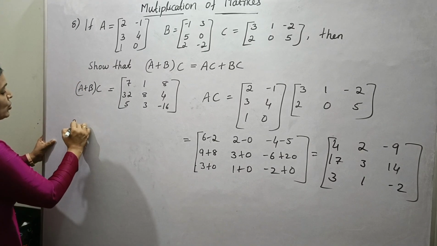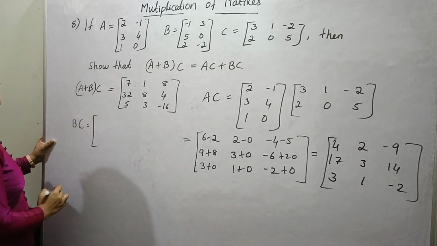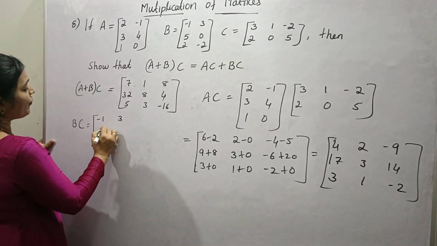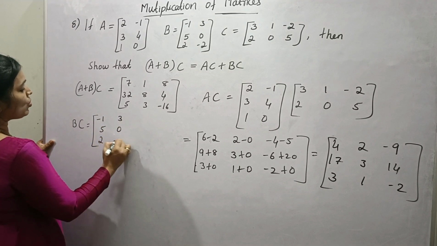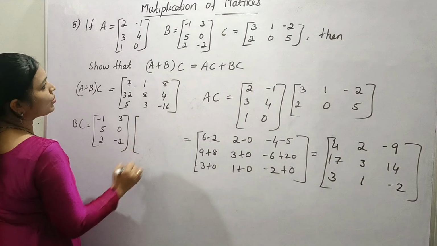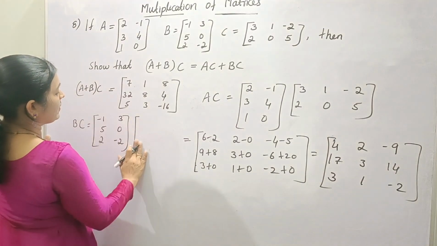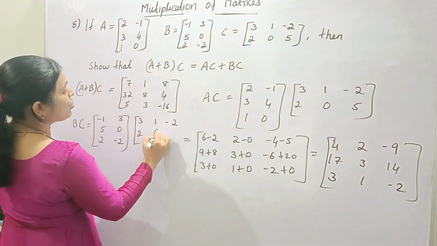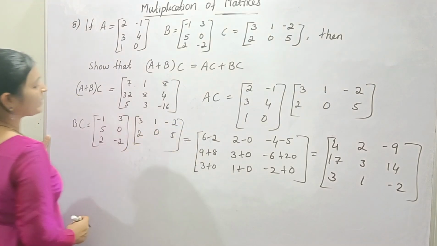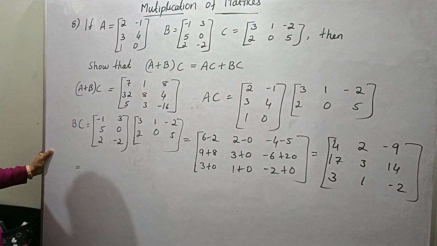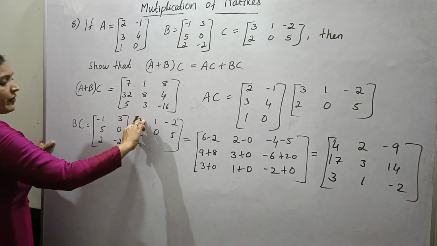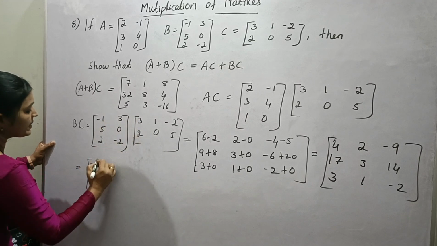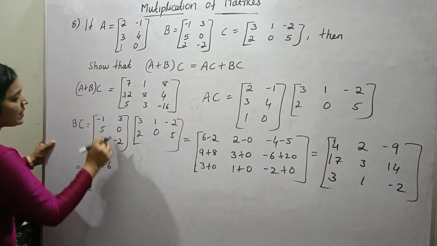Okay. B into C. What is B? B is minus 1, 3, 5, 0, 2, minus 2 into C, 3, 1, minus 2, 2, 0, 5. Okay. Now let us multiply these two matrices. First row multiply with the first column. So minus 1 into 3, minus 3 plus 3 into 2, 6.